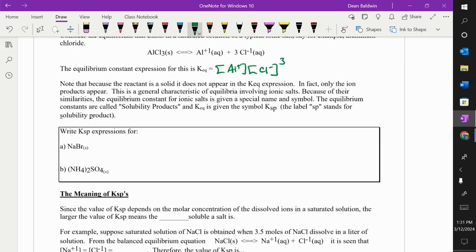KSP expression for sodium bromide. Why does my pen not work? It breaks up into sodium and bromine. We should write AQ. So the KSP is just the concentration of sodium times the concentration of bromine. Pretty straightforward. If you're going to do it for ammonium sulfate, what would that be?